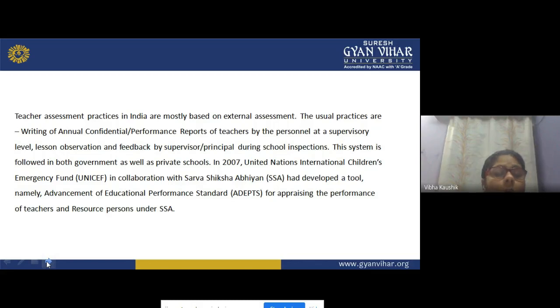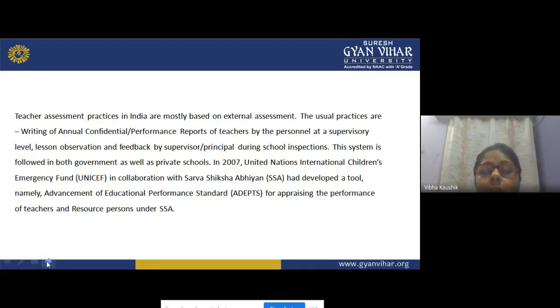Lesson observation, how I am teaching, and feedback by supervisors: teachers' feedback will be taken by principals or administrators, on how I am performing, during school inspections. This system is followed in both government and private schools. School inspectors observe the teaching-learning process and the lesson plans, and on that basis they say how the performance of that particular teacher is.